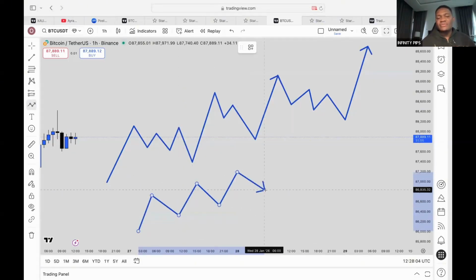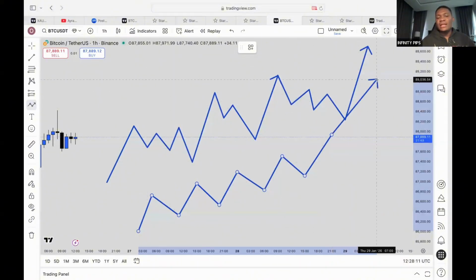Oh, that this is the pattern of the market, right? This is the pattern of the market. Yeah, good. But most of the time, when you look at your charts, it looks like this, right? It looks like this. Right.